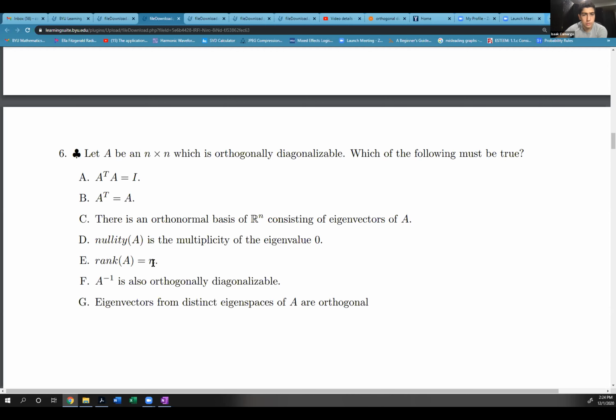Okay. So the matrix doesn't have to be invertible for it to be orthogonally diagonalizable? Yes, good clarification. A doesn't have to be invertible. On the diagonal of D, you can have zeros. That's just fine. So it's still orthogonally diagonalizable. And that can help you to reason through the next one.